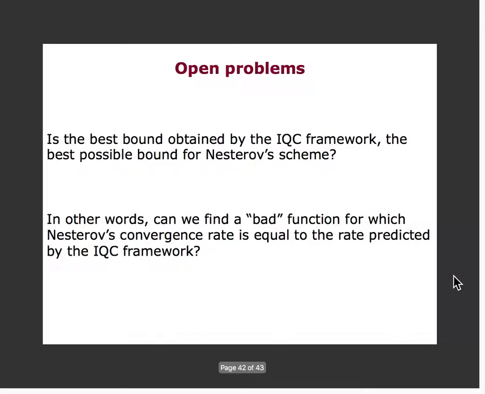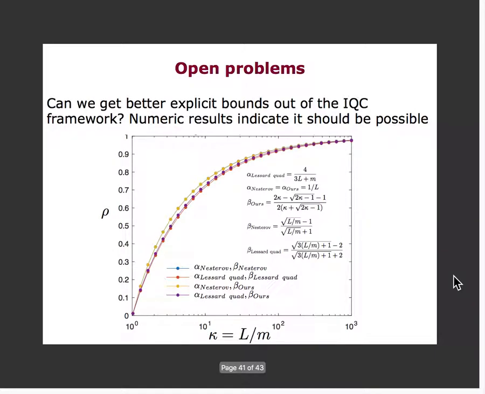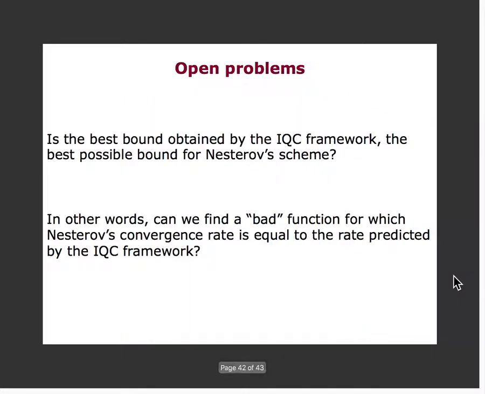So to finish up, a few open problems. The first one is, what is the best bound that we can get from this IQC framework for Nesterov scheme? This is still an open problem. We know that there are better bounds. We just don't have an analytic expression for them. So I invite you to try to solve this problem by, again, trial and error and smart guess and whatnot.